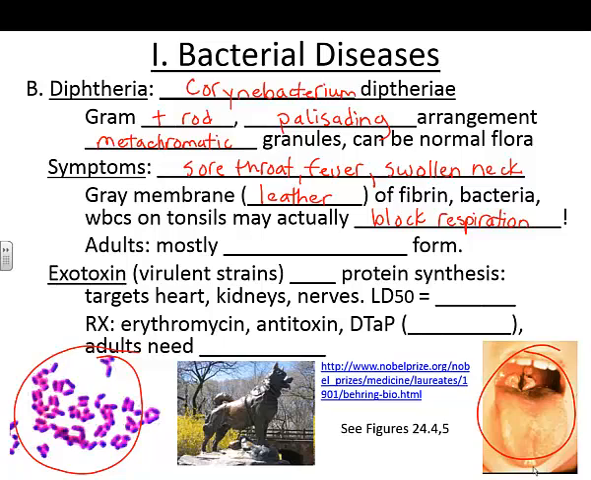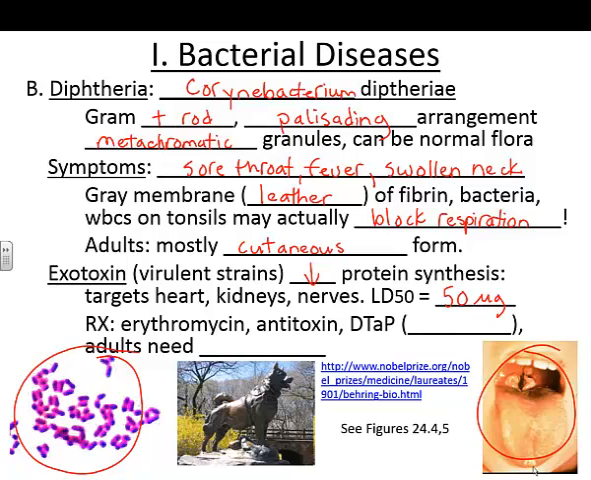Adults rarely get this respiratory form of diphtheria. Instead, adults tend to get a cutaneous, skin form of the disease. Virulent strains of the organisms produce a potent exotoxin which decreases eukaryotic protein synthesis and can have a devastating effect on the heart, kidney, and nerves. The lethal dose for this diphtheria toxin is about 50 micrograms.